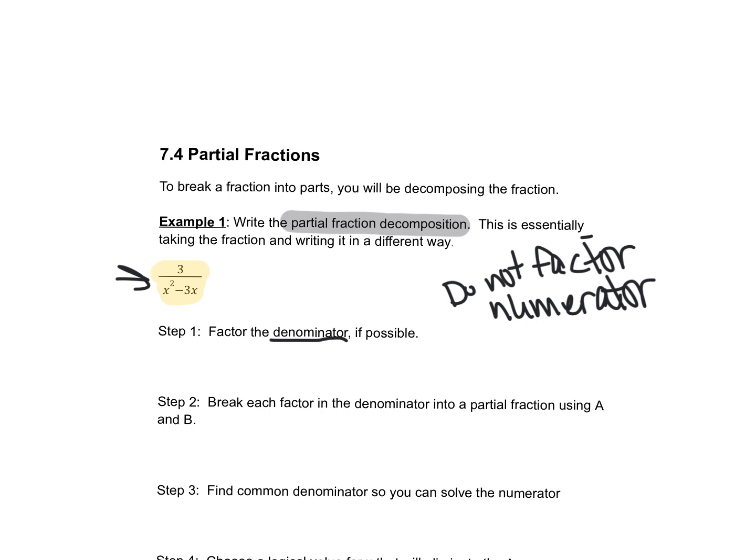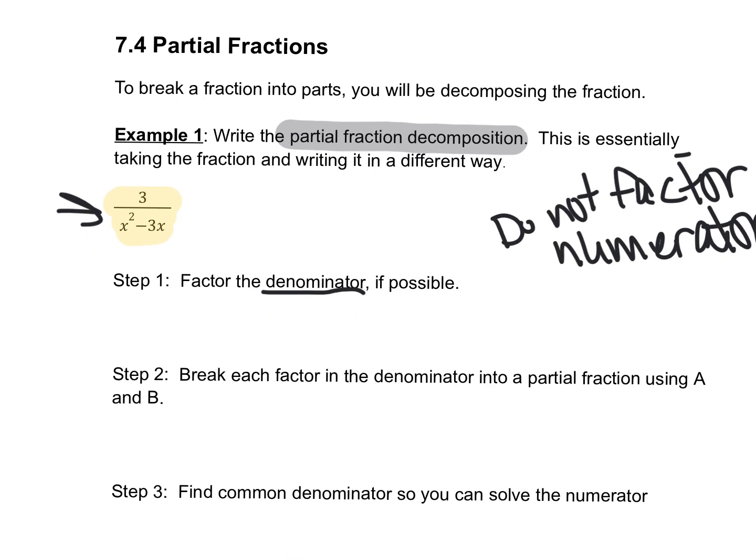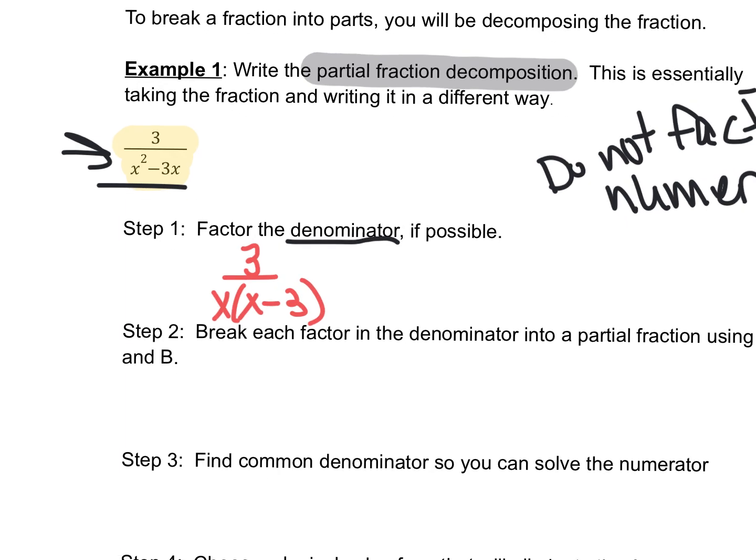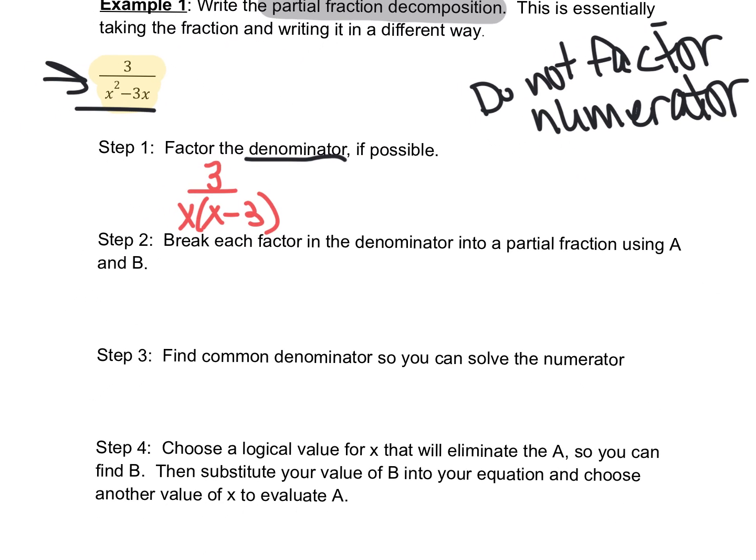Okay, so that's a key, because when you look at some problems we do in a little bit, the numerator is going to look a little intimidating, but that's not what we're worried about. Right now, the first step is to factor the denominator if it's possible. And if we look at x squared minus 3x, we have a greatest common factor that we can take out. So the first step is just to take out that x, and you're left with x minus 3.